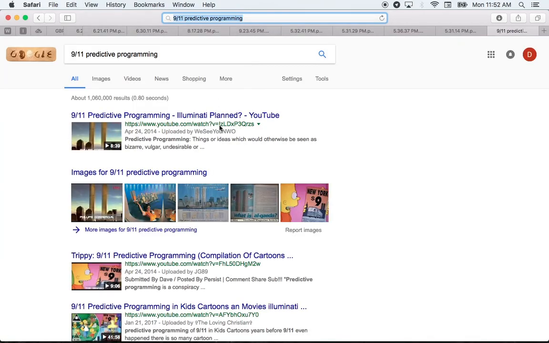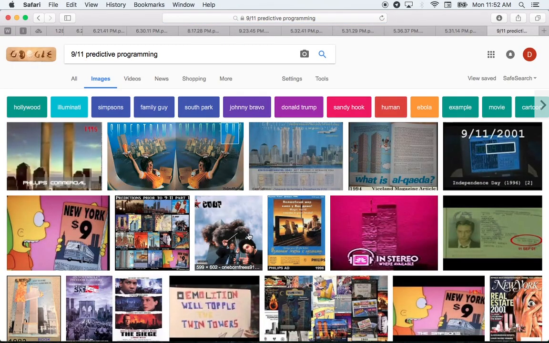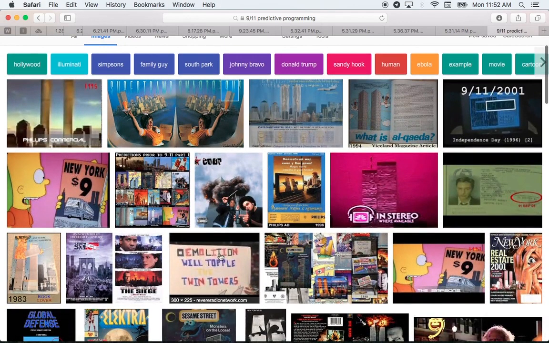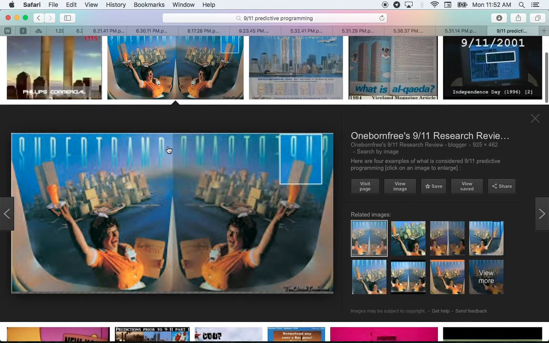9/11 predictive programming, you can look this up all over. Before 9/11, all these different movies that were coming out were basically putting 9/11 in your face. New York, $9. The Twin Towers, 9/11. This was The Simpsons. There's so many. Here is a different movie, Supertramp. We have the Twin Towers in the background in a plane window, and we have that square around the Twin Towers.